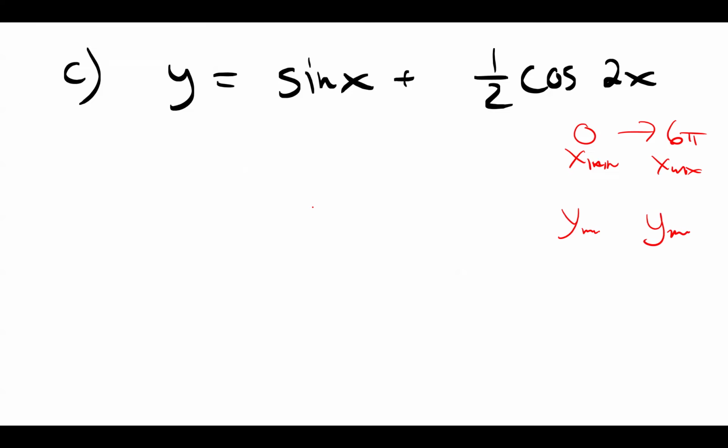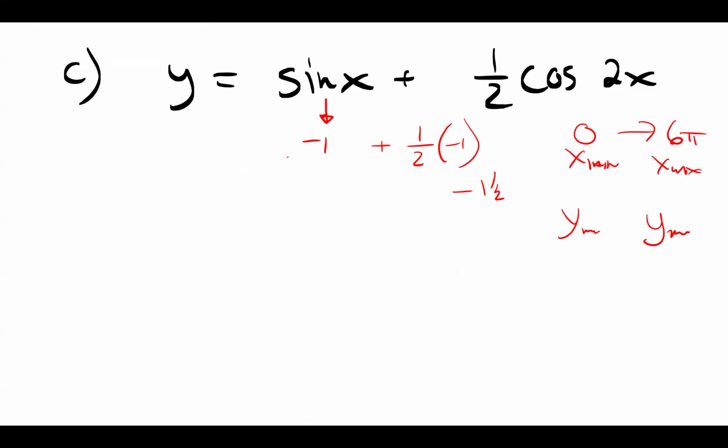Notice it doesn't have an x by itself, right? So it's not going up indefinitely. You have two trig functions that are sort of stuck with each other. So what's the lowest sine can go? -1. Now notice there's a multiplier here. What's the lowest cosine can go? -1. What is -1 plus 1/2 times -1? -1.5. So the lowest of this graph is going to be -1.5.